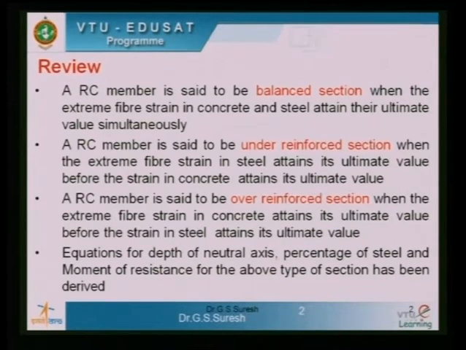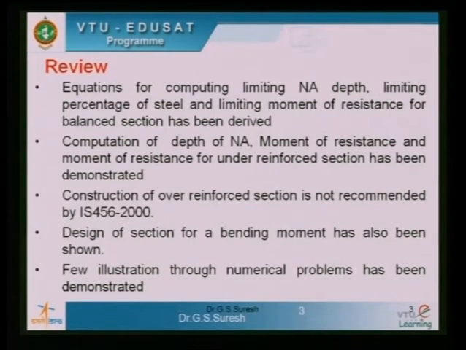In case of the beams where the reinforcement is more than the reinforcement required for the balanced section, it is called an over reinforced section. In this case, the extreme fibers of the compression zone in concrete attain the ultimate value before the steel attains. This becomes a brittle failure, which is not expected to happen in practice. Because of this, the code does not recommend providing the over reinforced section.